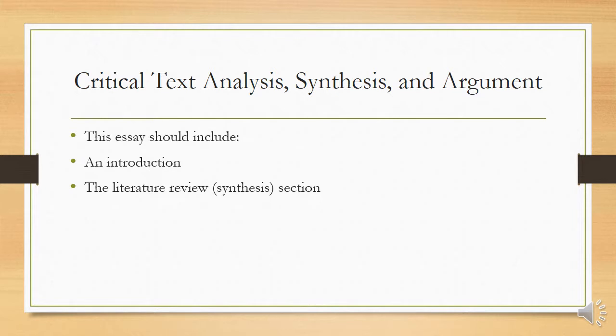There's a term you'll hear a lot in college called a literature review. The synthesis section of this paper is really a literature review. A literature review is where you review all of the literature on a specific topic. For instance, if you're writing about global warming, you would review what scholars have said about global warming and give kind of an overview of that to your reader. You review the literature on the topic.